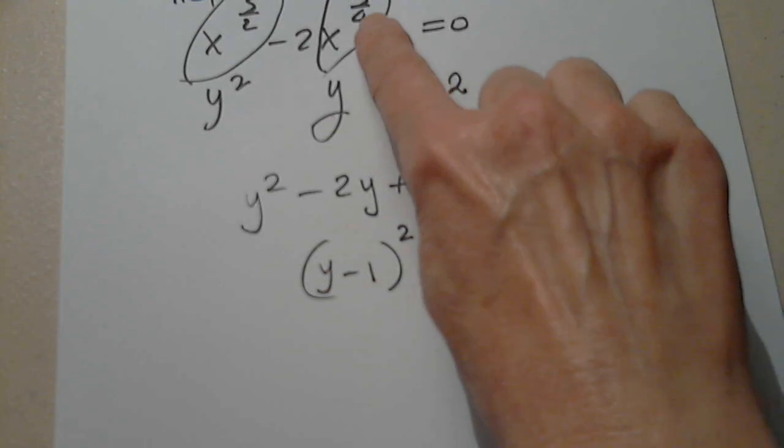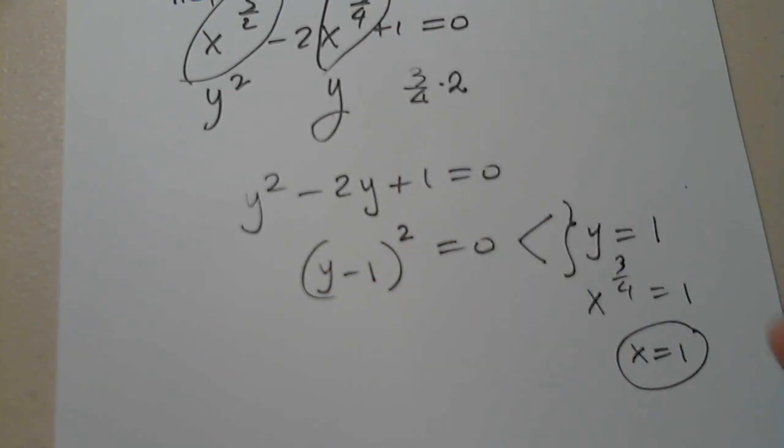And then we have x to 3/4 equals 1. And we raise both sides to the 4th power. And then we take the cube root, so there is only one answer.